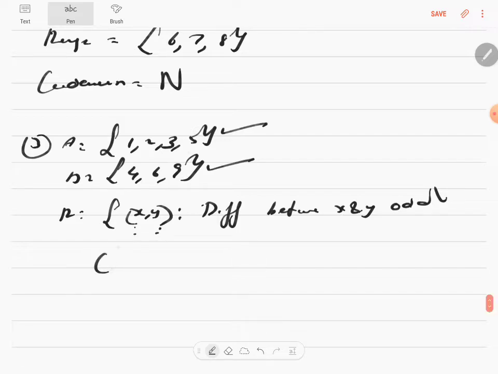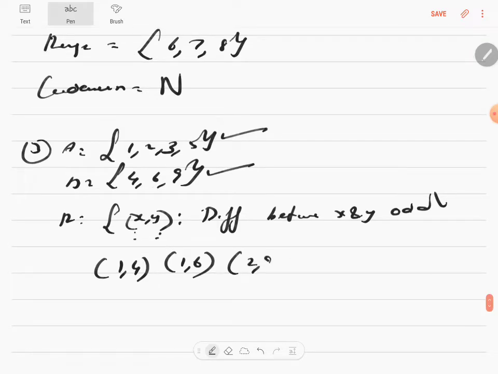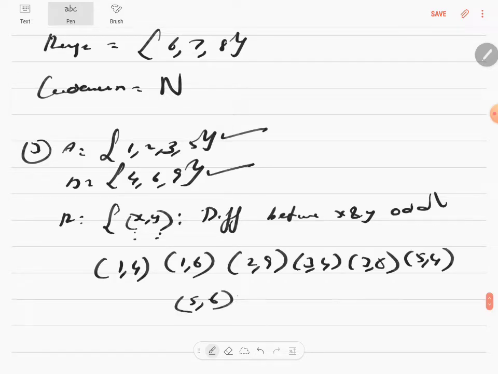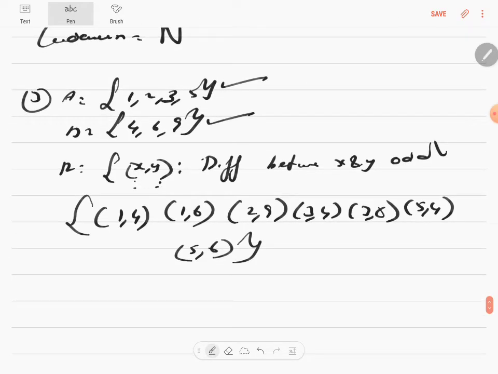How will you choose? 1 minus 4, odd number. 1, 6, odd number. 1, 9 I can't write, correct? Then 2, 4 I can't write, 2, 6 I can't write, 2, 9, 3, 4, 3, 6. 3, 9 I can't write because it's even number. 5, 4, 5, 6, 5, 9 I can't write. So these are the pairs I can write.